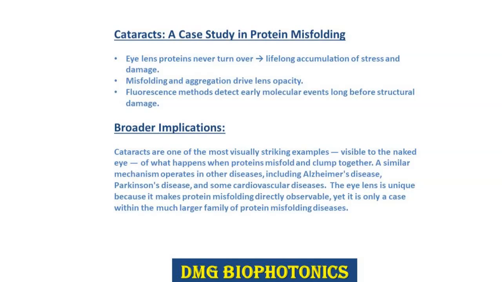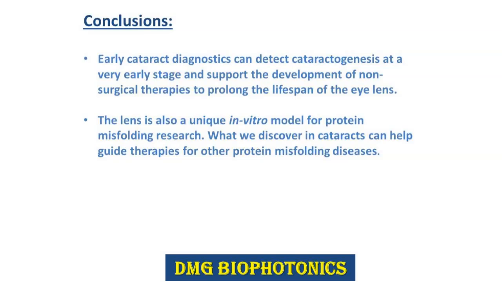Similar misfolding-driven damage occurs in Alzheimer's and Parkinson's disease, and even in some cardiomyopathies, where alpha-crystallin B plays a chaperone role. In conclusion, early cataract diagnostics can detect cataractogenesis at a very early stage and support the development of non-surgical therapies to prolong the lifespan of the eye lens.